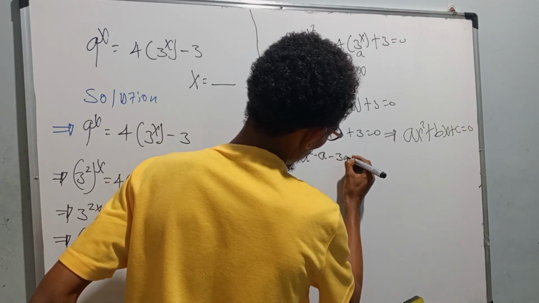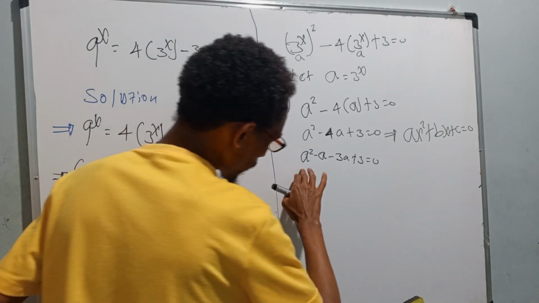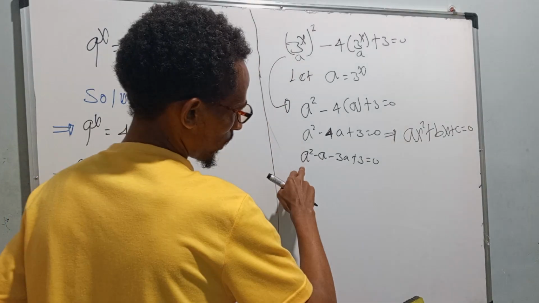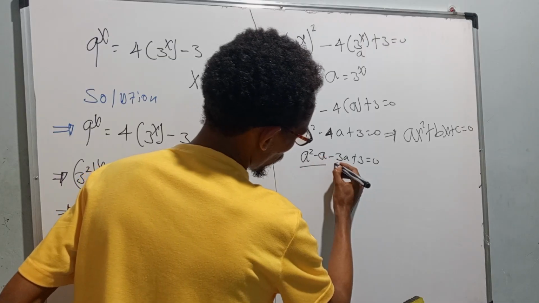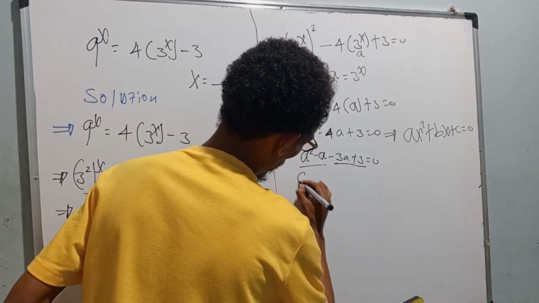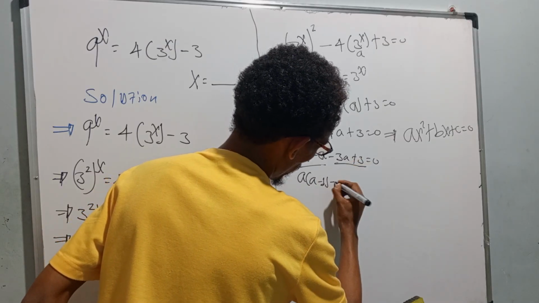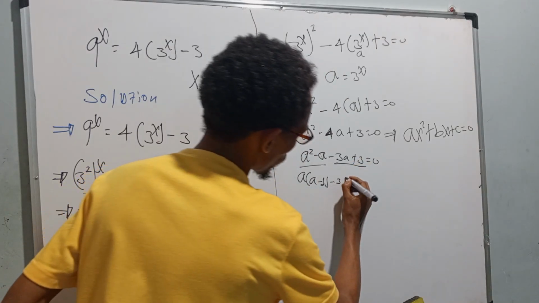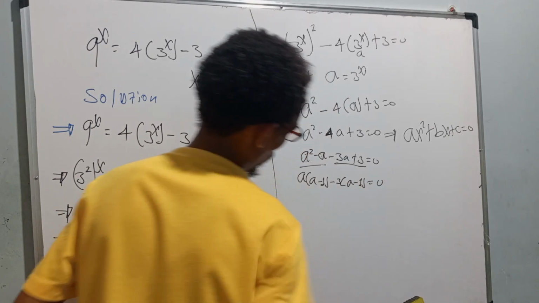minus 3a plus 3, which is equal to 0. Then again we can group this a squared minus a with 3a plus 3. So from here we get a in brackets a minus 1, and here again minus 3 is taken as a common factor, then a minus 1, which is equal to 0.